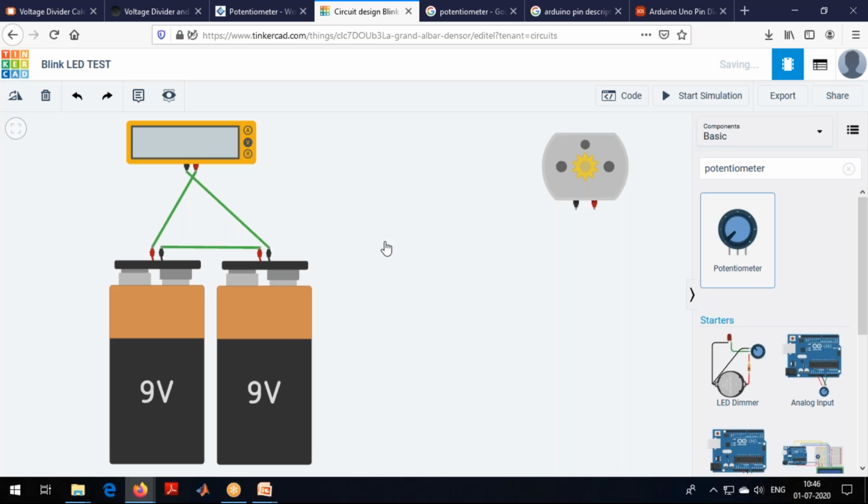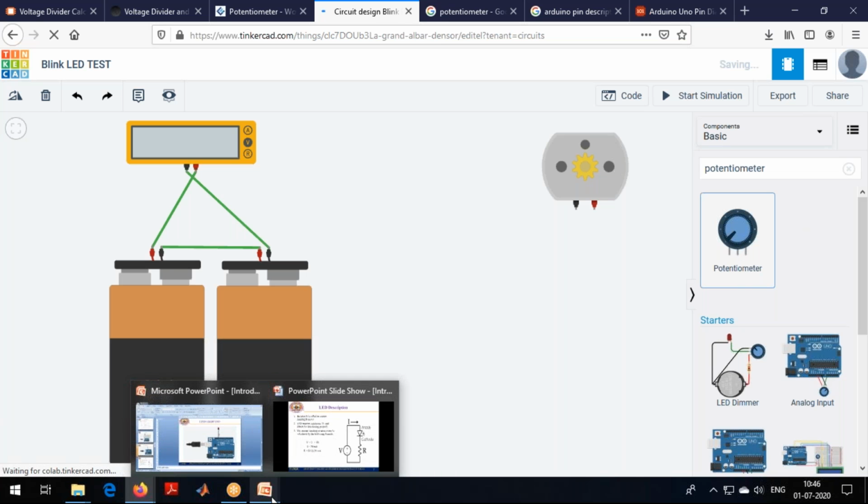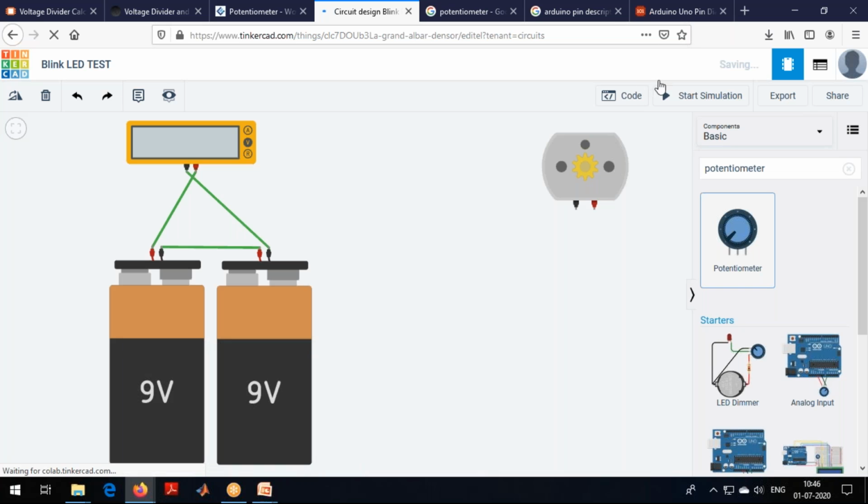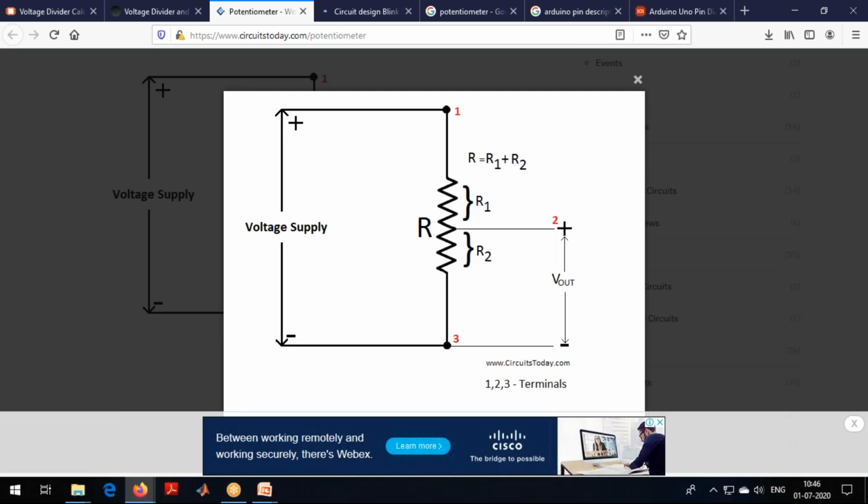We said potentiometer will have 3 terminals, right? Something like this.